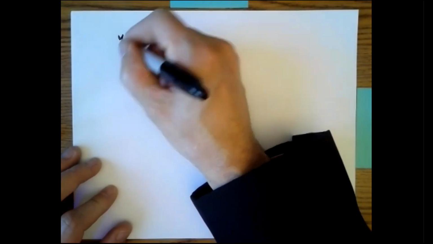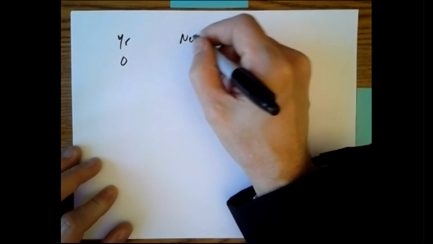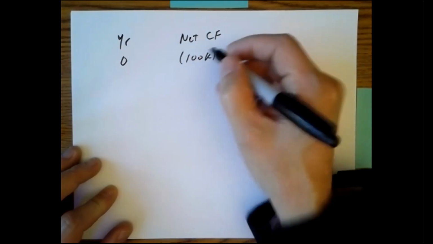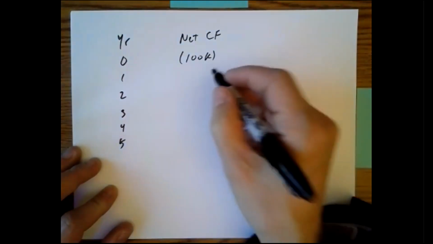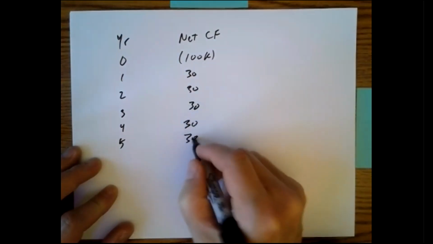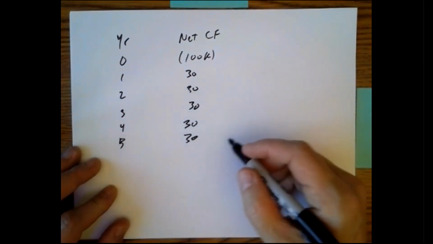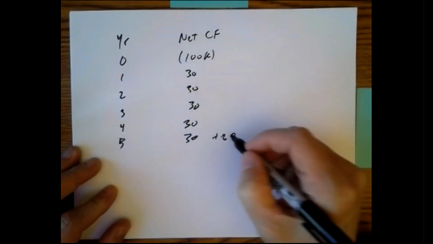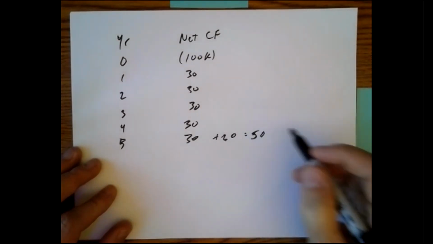So we've got a project that is going to cost us $100,000 to start. And then in years 1, 2, 3, 4, and 5, it's going to earn 30, 30, 30, 30, and 30. And then, according to the book, it then has a salvage of 20. So this is 20,000. These are all thousands, right? And then 20,000. I'm just not going to write the zeros. So a total in year 5 of 50.